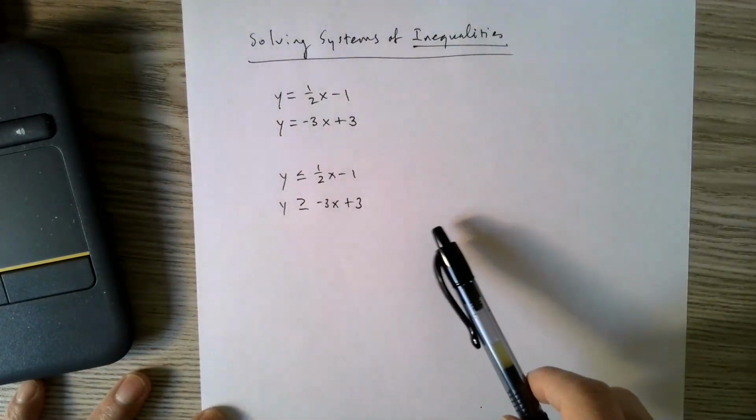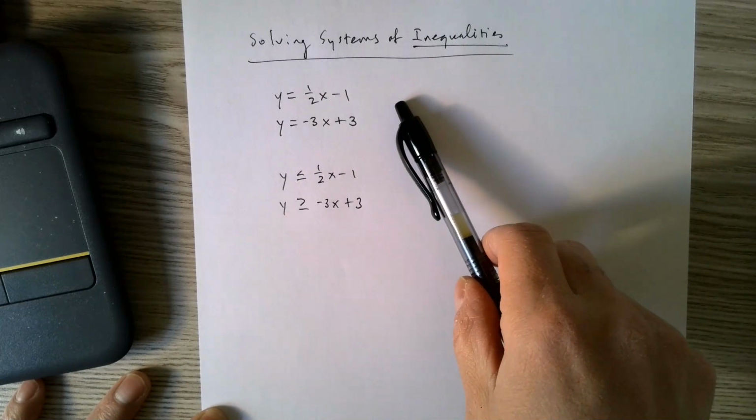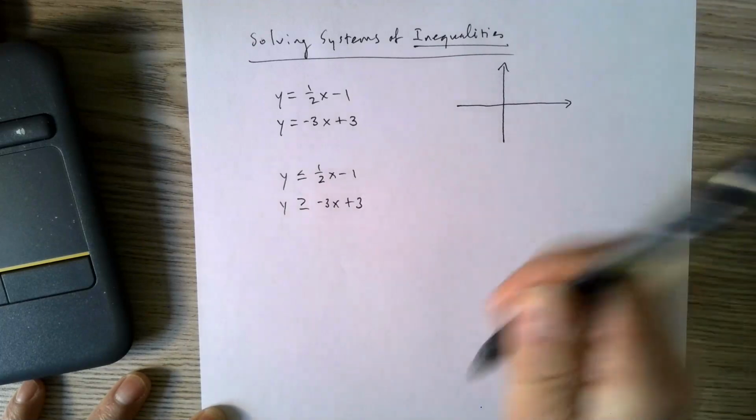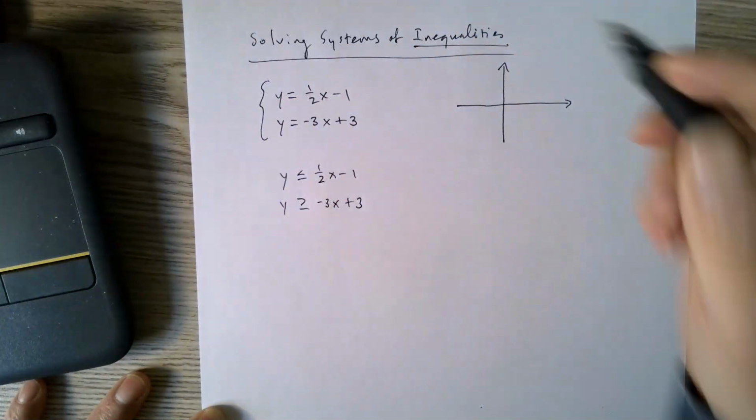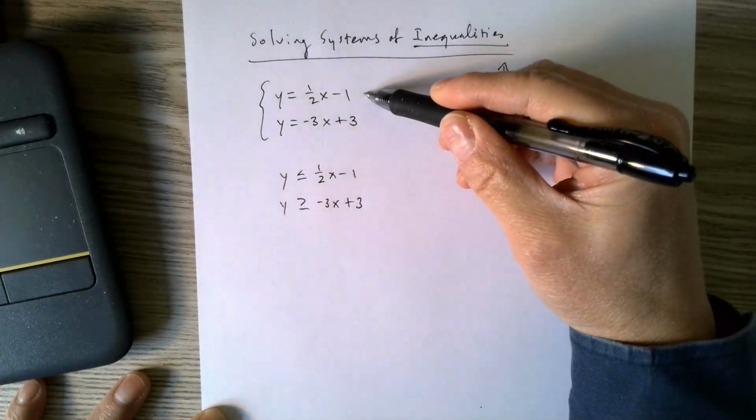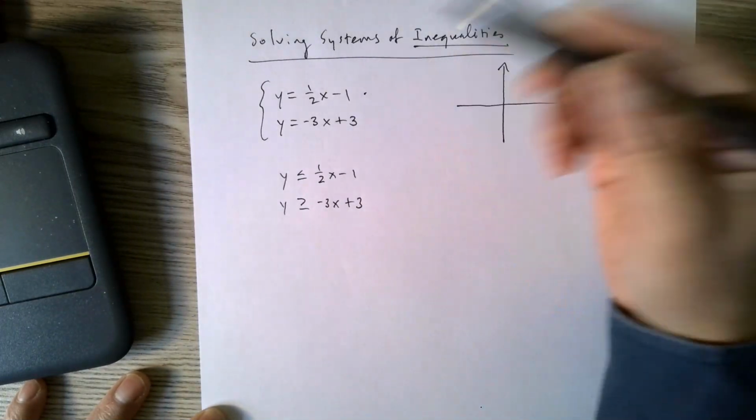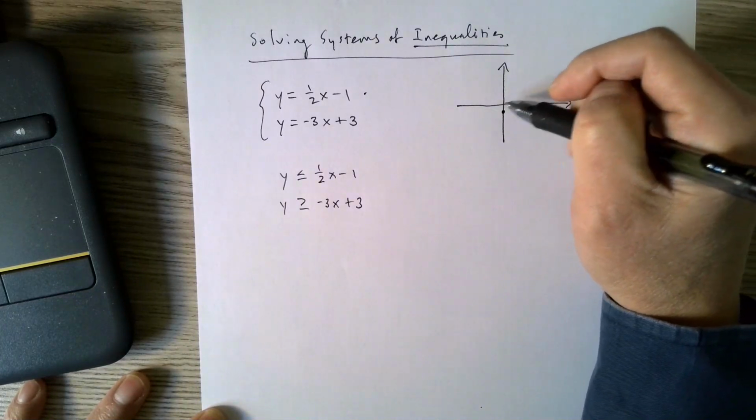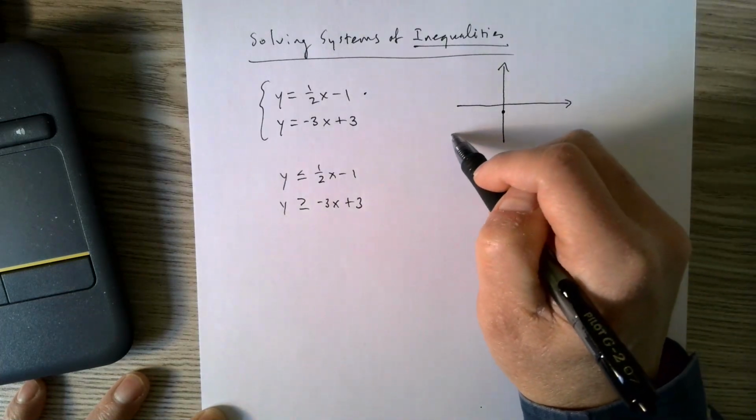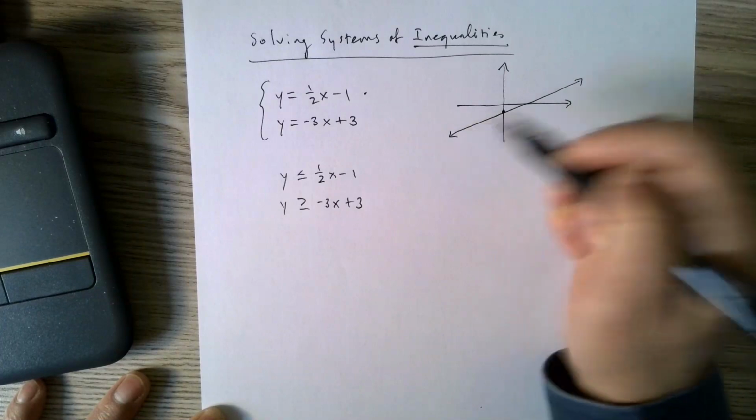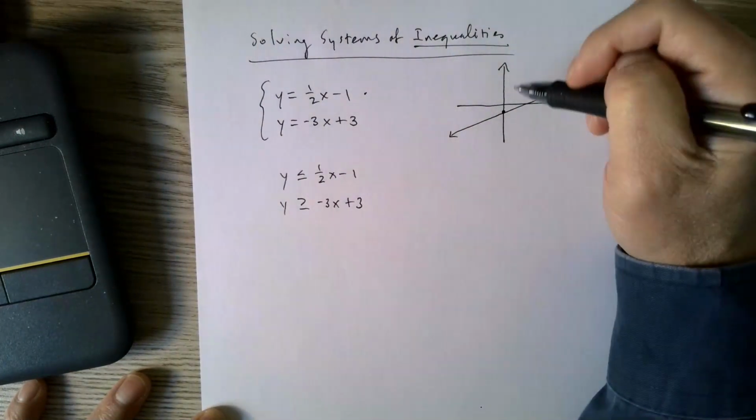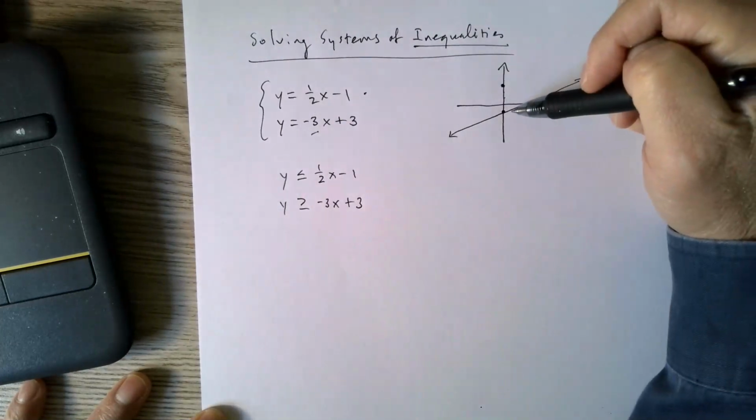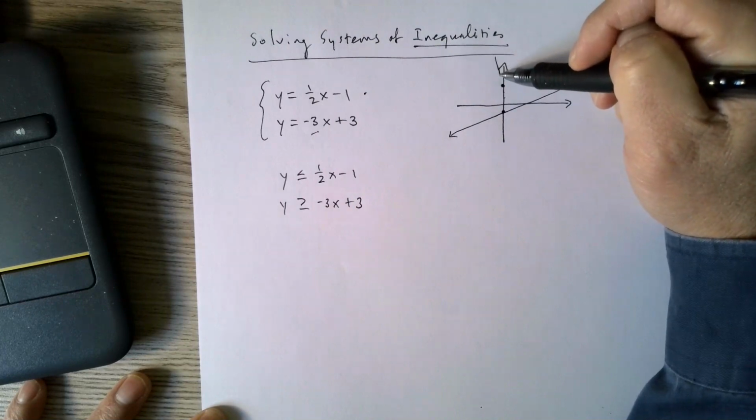Now to show you the difference between a system of inequalities and systems of equations, first I will quickly sketch the system of equations for comparison. So the graph of the first equation has a y-intercept of -1, a slope of 1/2, so I'm just roughly sketching this. It'll look something like this. The second equation has a y-intercept of 3 and a slope of -3, so it's very steep with a negative slope, so something like this.